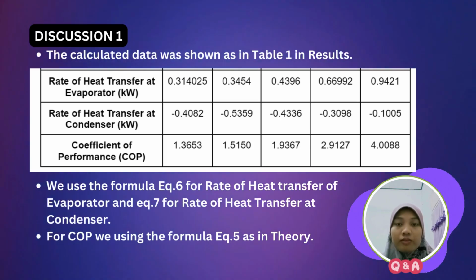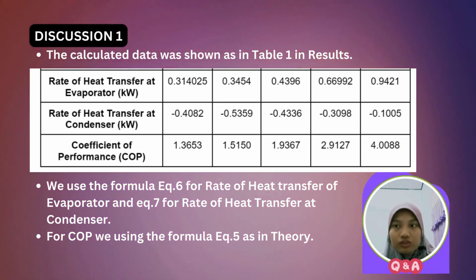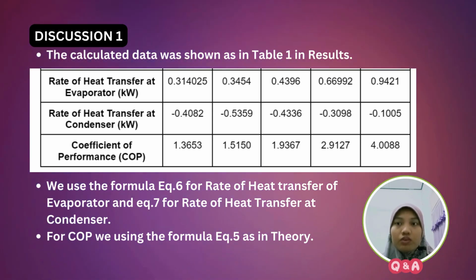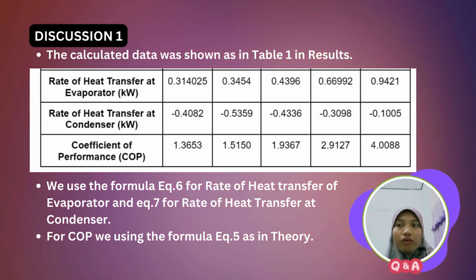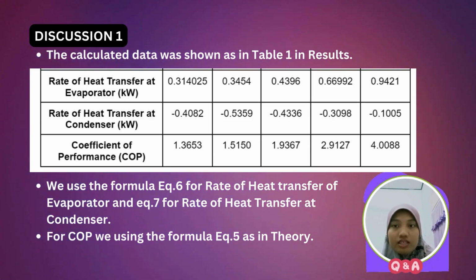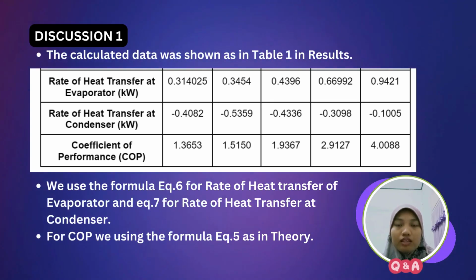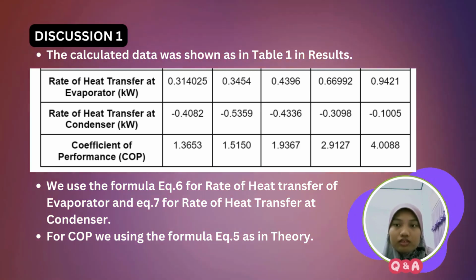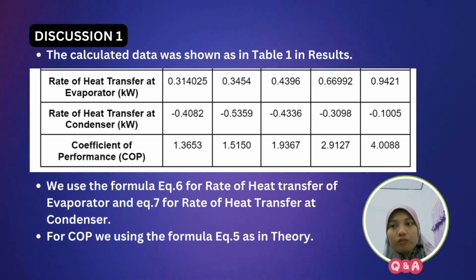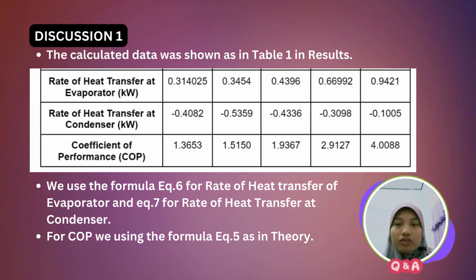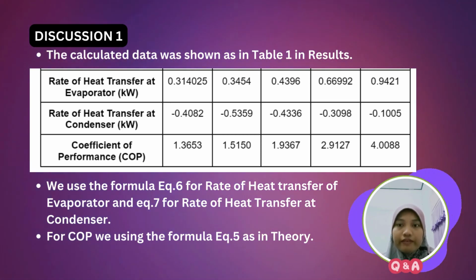The rate of heat transfer at the evaporator in kilowatt for test 1, test 2, test 3, test 4 and test 5 is 0.314025, 0.3454, 0.4396, 0.66992 and 0.9421 kilowatt respectively. The same applies for the rate of heat transfer at the condenser in kilowatt. After it is calculated, it is shown that we gain negative 0.4082, negative 0.5359, negative 0.4336, negative 3098 and negative 1005.